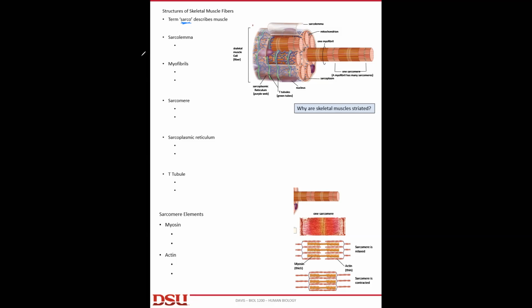So the sarcolemma, which is this peeled back part right here, okay? The sarcolemma is the muscle fiber outer membrane. Muscle fiber and muscle cell can kind of be used interchangeably. Okay, so it's the membrane that's around this whole muscle cell.